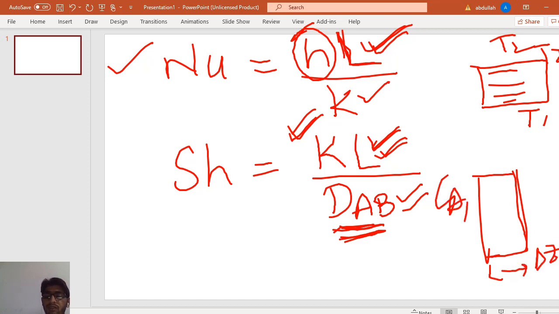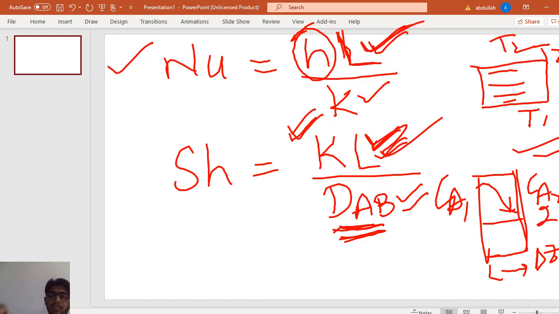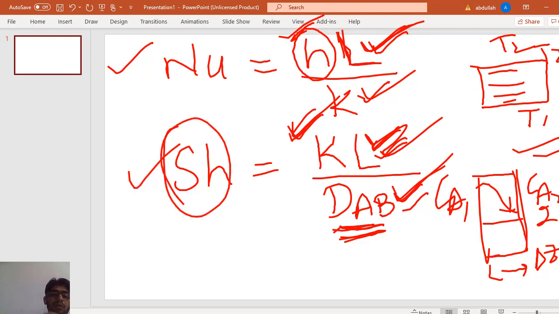The concentration C_A1 is 0.1 and the other concentration is 0.2, and this was the concentration gradient. So this is the length for mass transfer, this is the length for heat transfer. This is the thermal conductivity, this is the diffusivity of component A in component B, this is the heat transfer coefficient, and this is the mass transfer coefficient. So by analogy, we can obtain the Sherwood number from the Nusselt number.